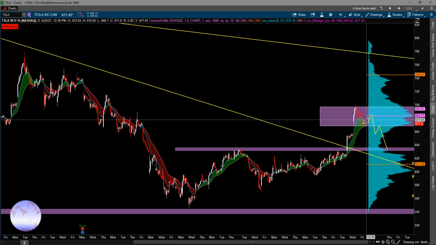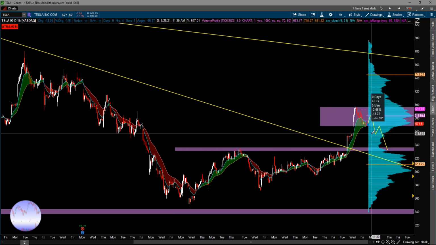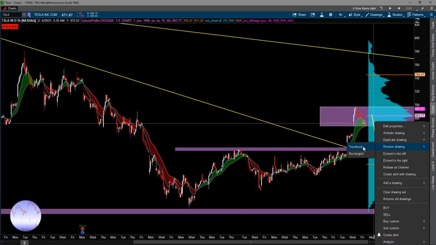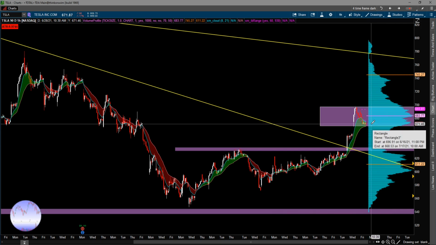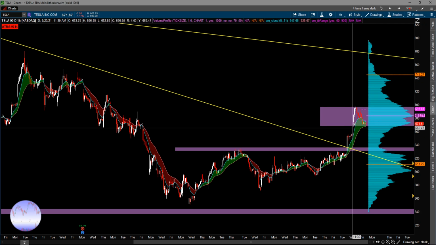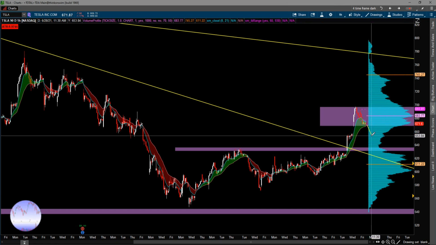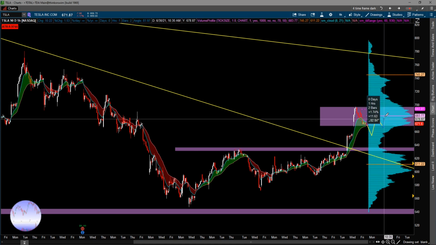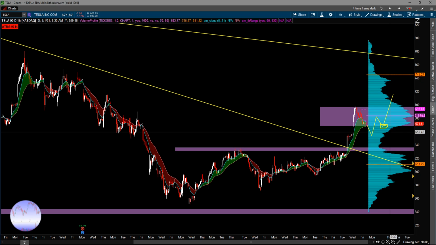And the upside scenario is essentially if it comes down, let's say it comes down. Well, let me clear these lines out. Okay, so a couple of upside scenarios that I'd be watching. One is it comes down and fills this gap. So if it comes down, fills this gap, and gets a bounce back up, and then comes up to this point of control, and then we get another bounce up, this is where I will be looking for a long swing up.